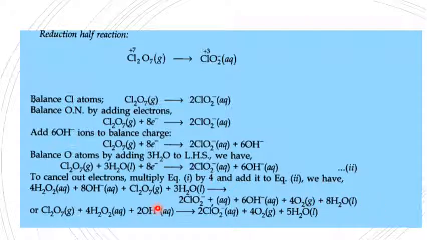Or you can write this equation in this manner also. After adding those two equations, you will cancel out the same entities in your equation. In this way, at last, this would be your balanced equation by the ion electron method. Hope this is clear to you, students.